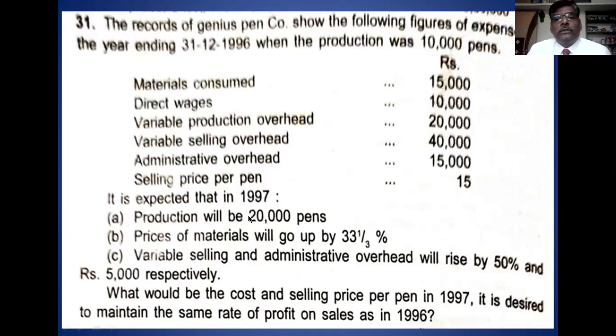Therefore, taking these points into consideration, you have to prepare the cost sheet. Regarding material, they have not given information, so you consider that the material cost remains the same. Regarding production overhead, they have not given any information, so you consider that the production overhead changes according to the change in labor cost. You have to give consideration to these two points. Okay, we will solve this problem. First, we calculate the actual cost, then estimate for 1997.